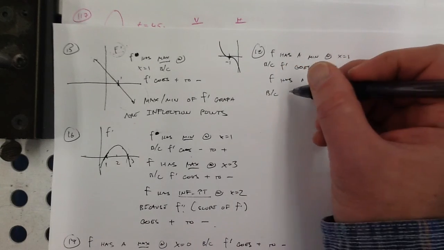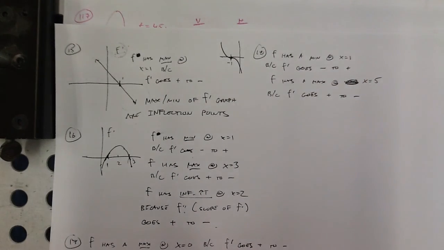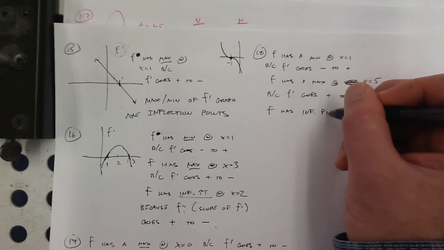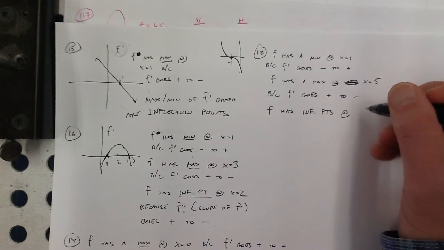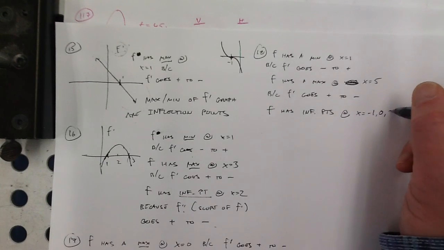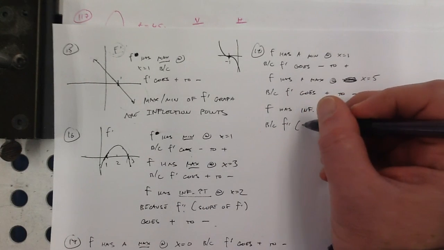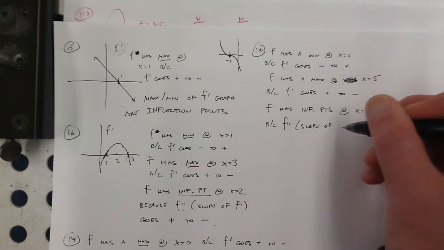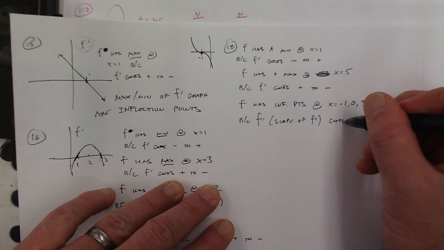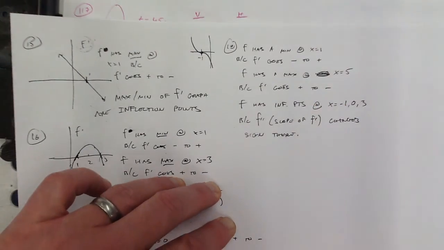because f prime goes from positive to negative, and f has inflection points at x equals -1, 0, and 3, because f double prime, which is the slope of f prime, in other words, the slope of the actual graph we're looking at, changes sign there. All done.